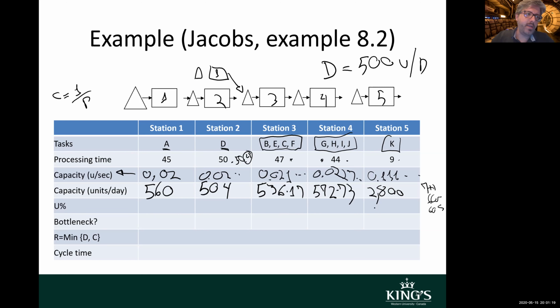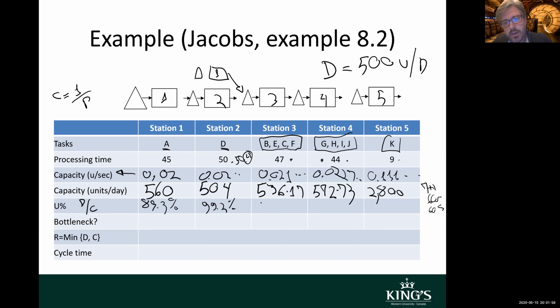So we can figure out our utilization rate. How is it that we do that? We check what our demand is, and then we divide our demand by our capacity, right? So let's see how that goes. In terms of utilization, station 1, I'm at 89.3%. So a little bit of extra capacity there. Station number 2, 500 divided by 504. So that's 99.2% utilization, which is really high. So far, this is the highest utilization, right?